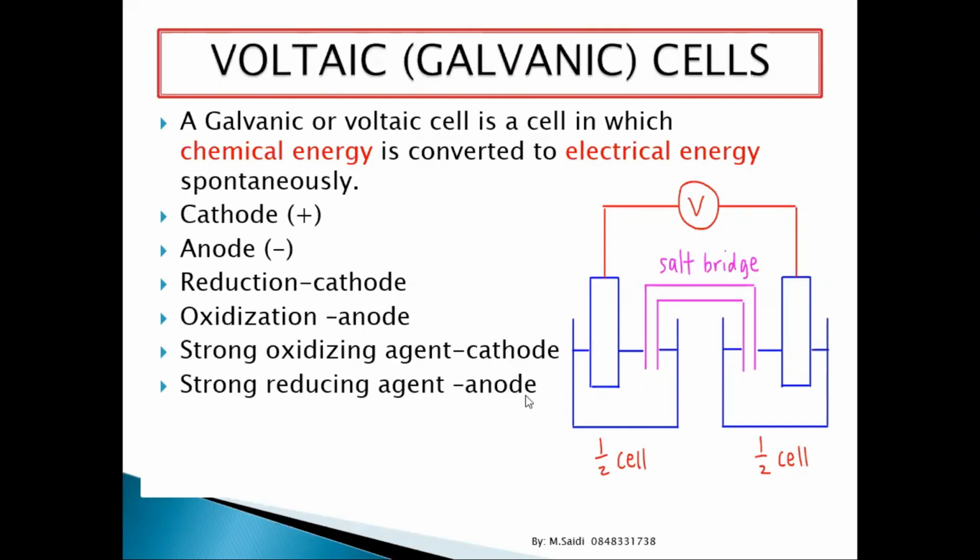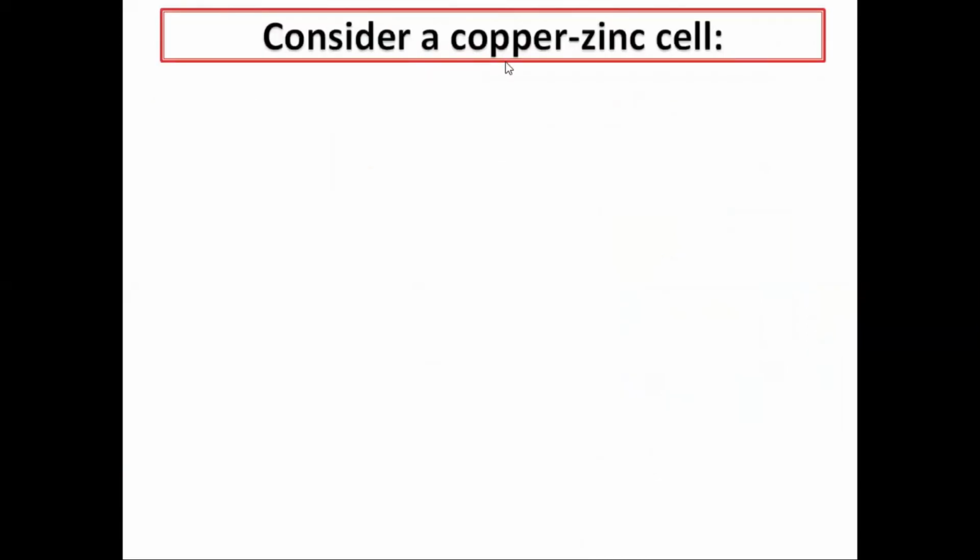You have to understand this, because if you don't understand this criteria, then you won't be able to understand the concept of voltaic cells. So I will say that this is a red cat. Don't forget that. I'll tell you what it means. Red cat: reduction at the cathode.